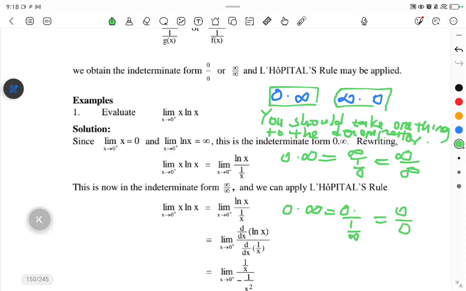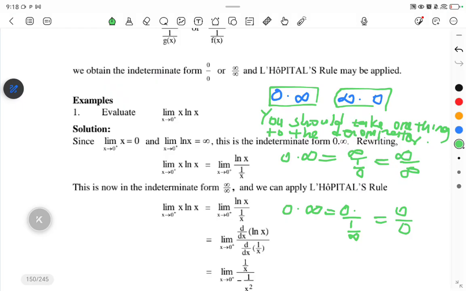Are we fine? Are we fine? So I think if we are fine, we can now move on.